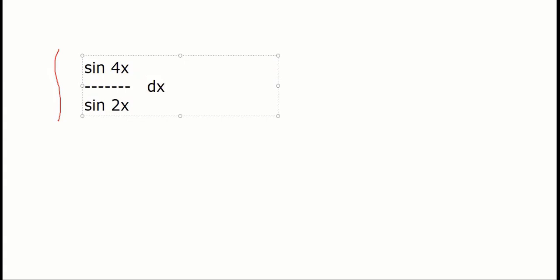Now trigonometry comes. Okay, Manjishta. Now trigonometry comes.